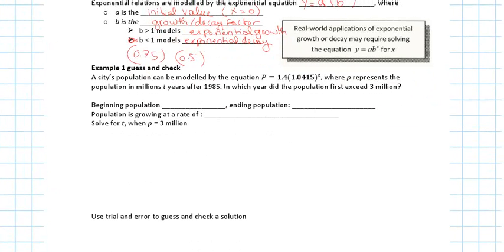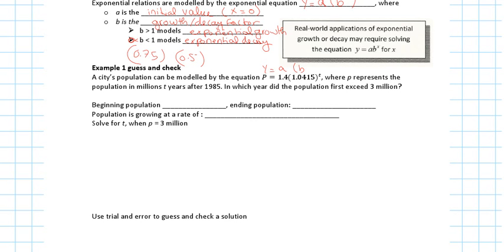So if you look at this, the equation looks like y equals a times b to the power of x, right? Where a is my initial value, so that's 1.4 million. Do you guys have any questions about this part? So the beginning population is 1.4 million. Now the question goes like this. In which year did the population first exceed 3 million? So what's my final population that I'm interested in? 3 million.